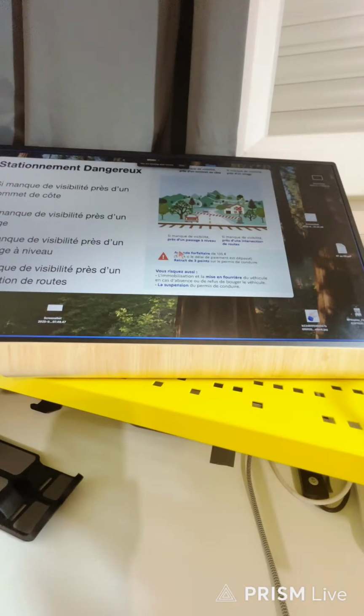Another thing that you can also risk in this type is the suspension of your permit. They can suspend your permit as well. If you park in all these places that I mentioned here, your permit can be suspended as well.